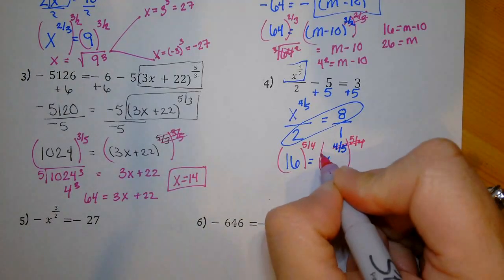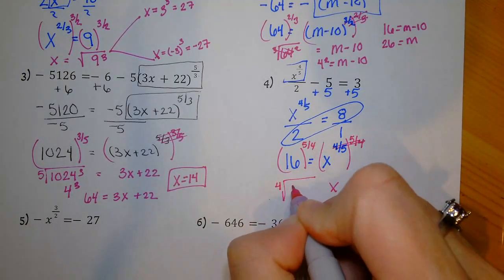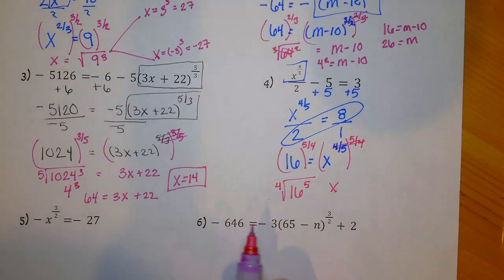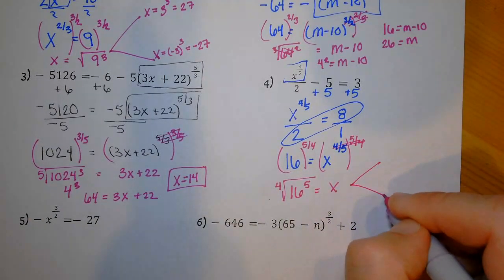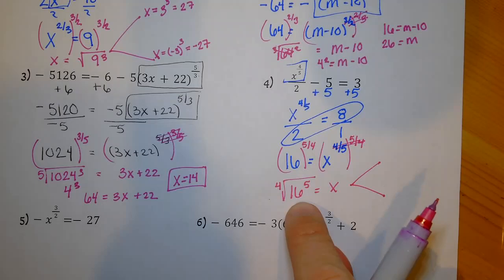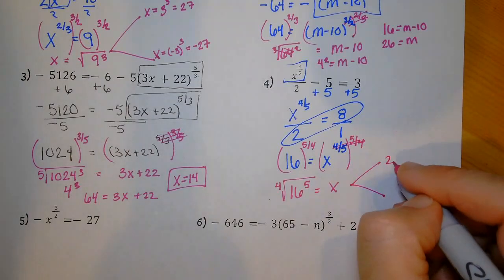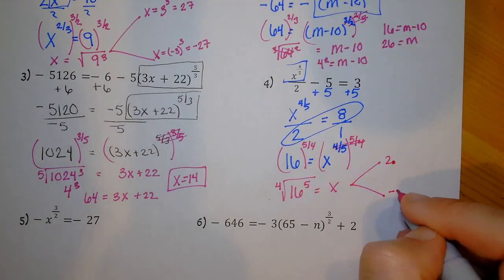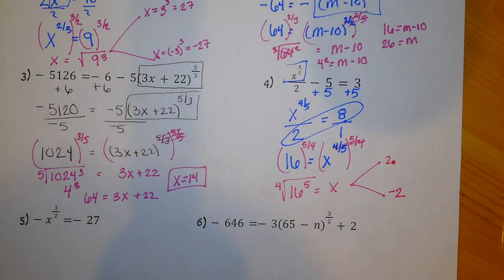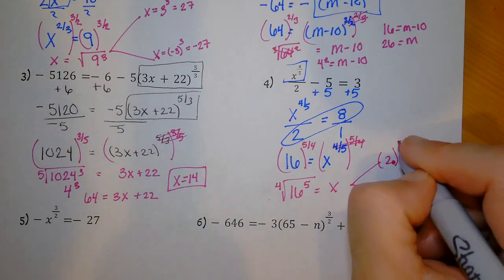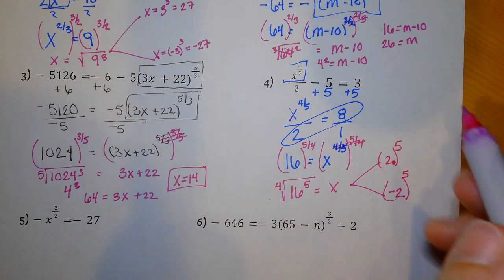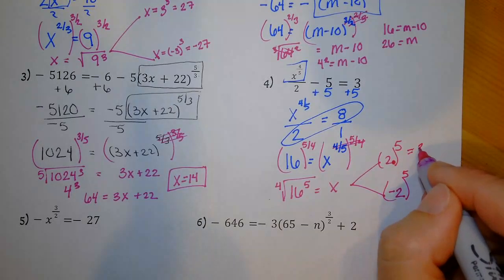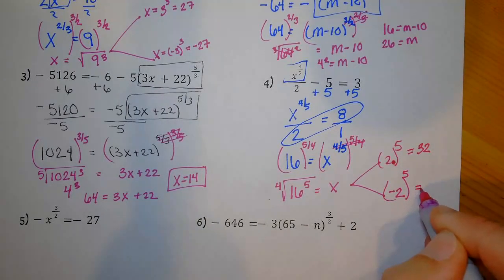So now we got to be careful. Look at what kind of type of root we're going to get. The 4th root of 16 to the 5th. Now 4 is even, so now I'm going to get those 2 answers. What 4 times can make 16? 2 times 2 times 2 times 2, or negative 2 times negative 2 times negative 2 times negative 2. So I need 2 to the 5th and negative 2 to the 5th. 2 to the 5th would be 32. Negative 2 to the 5th would be negative 32.